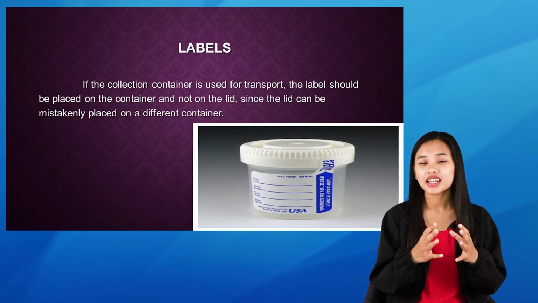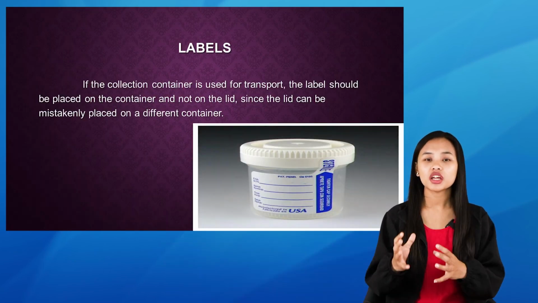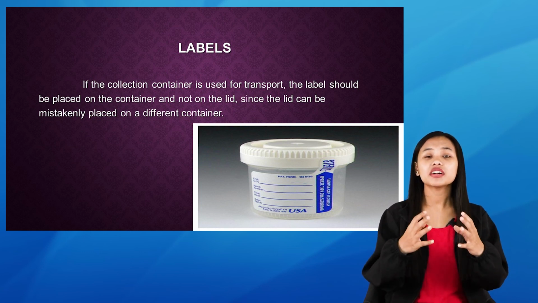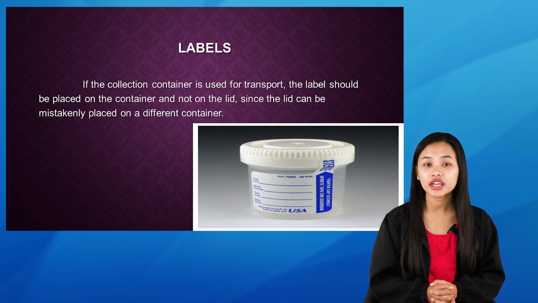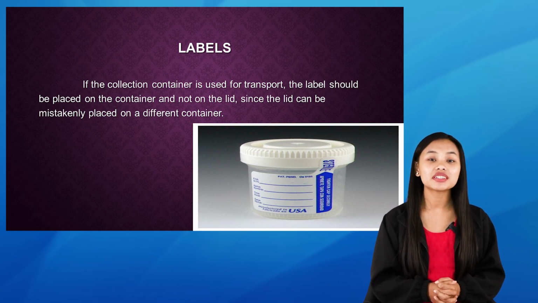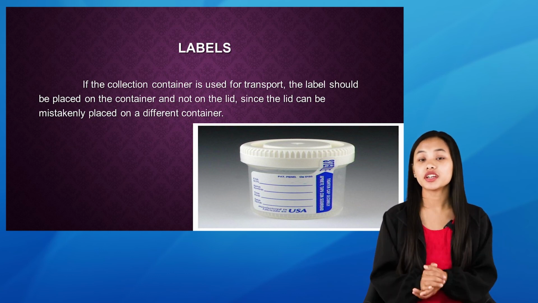So after the container which will be provided has been decided, it is also very important that you label the container before you hand it over to the patient for the collection of the specimen. If this collection container is used for transport, then this label must be placed on the container and not on the lid of the container, since the lid can be mistakenly placed on a different container.